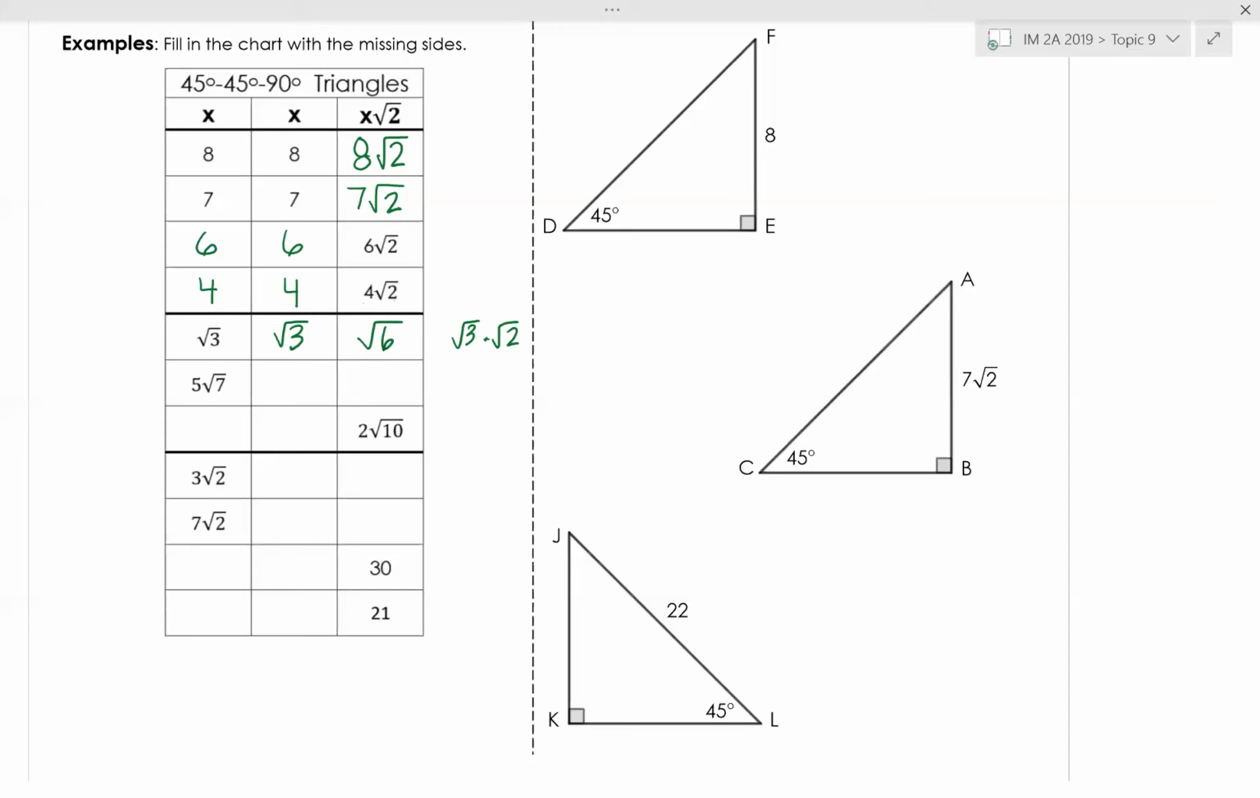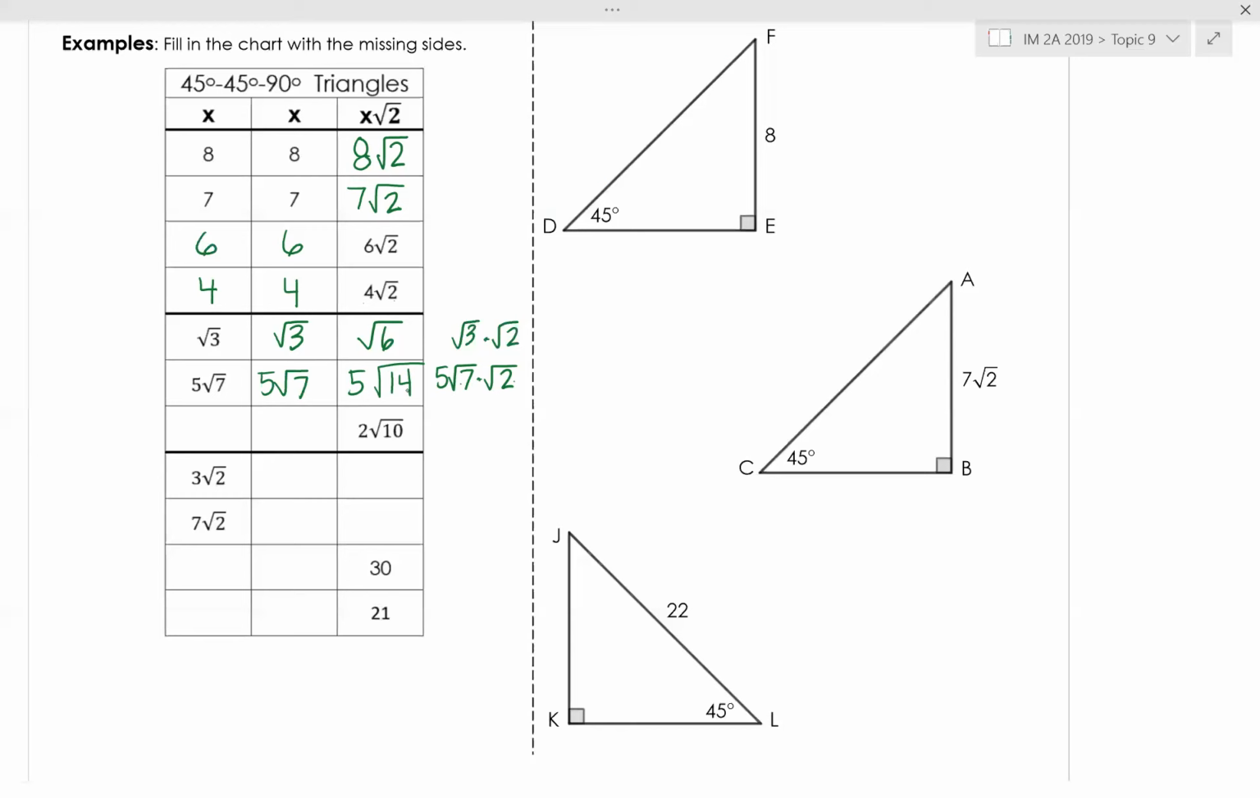So I'm going to have to do something similar for the next one because they're telling us that x is 5 times the square root of 7. So that means that the next side is also 5 times the square root of 7. And that would mean that the hypotenuse is 5 times the square root of 7 times the square root of 2. And so I can only multiply the pieces that are under radicals together. So that means that the 5 is going to stay outside the square root. And then the square root of 7 times 2 is 14. So that's going to be 5 times the square root of 14.